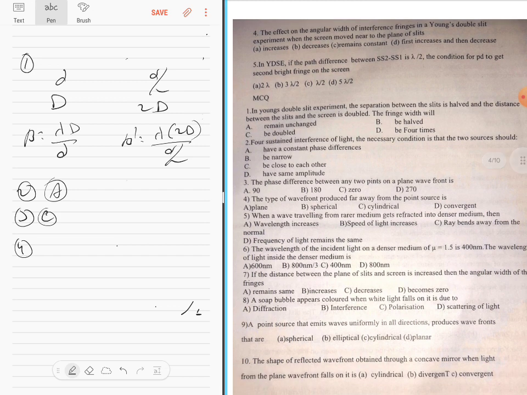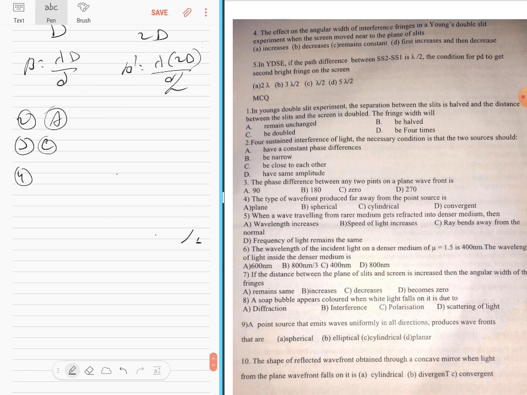When the wave traveling from a rarer medium gets refracted into a denser medium, the speed of light decreases, the wavelength decreases, and the ray bends towards the normal. Okay, so let's see. When the wave traveling from a rarer medium gets refracted into a denser medium, what happens to its wavelength? Wavelength decreases. So option A is not possible. Speed of light increases? It decreases, so that's also not possible.